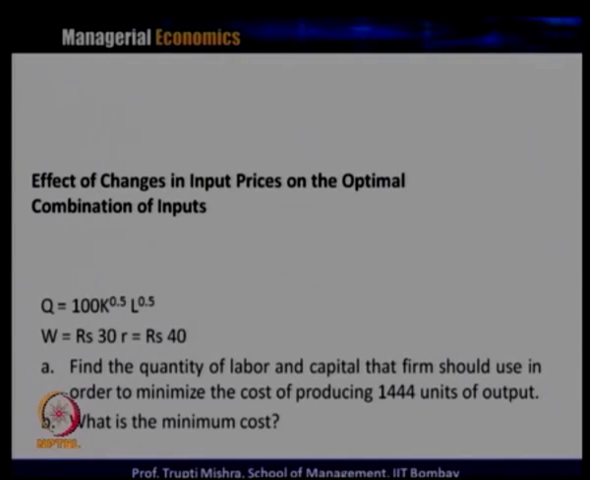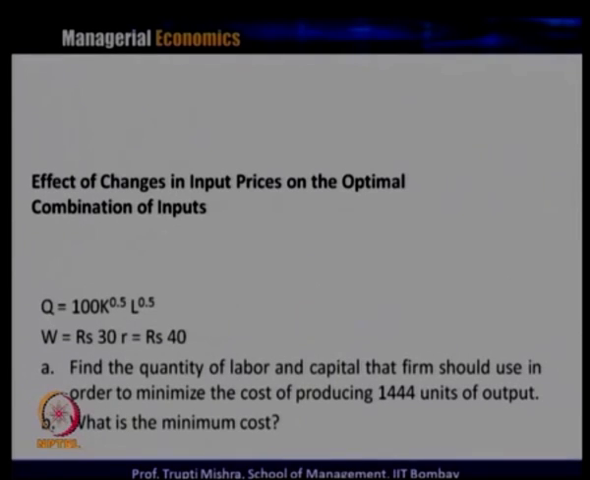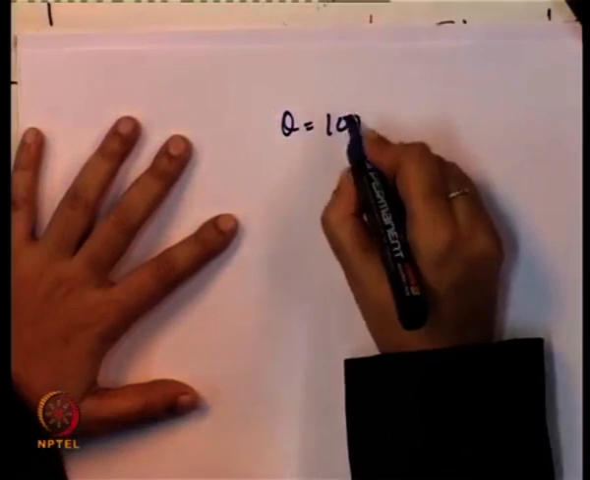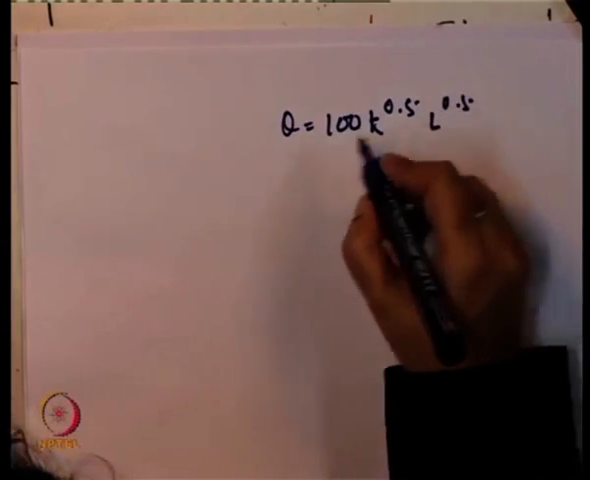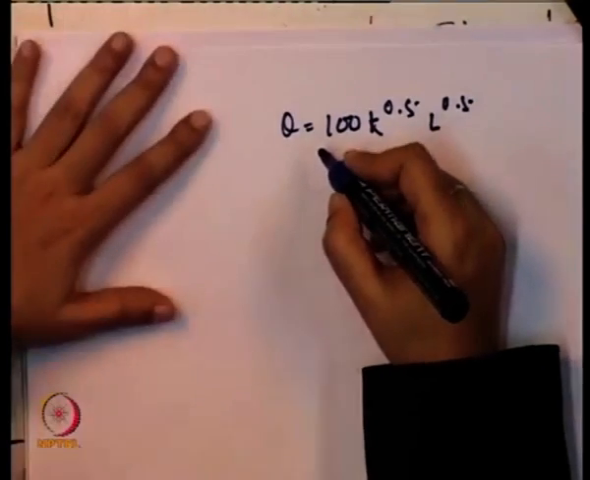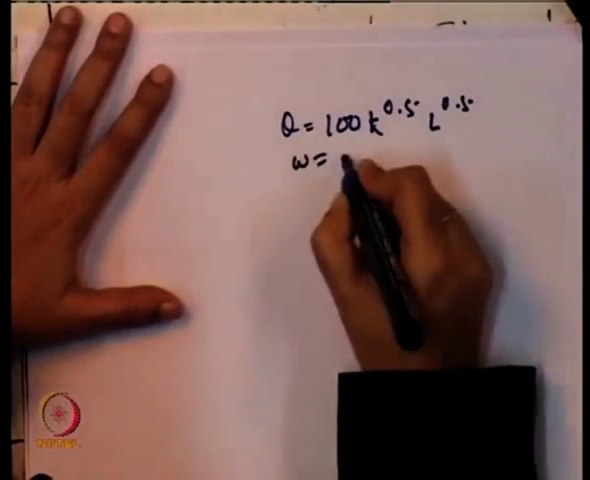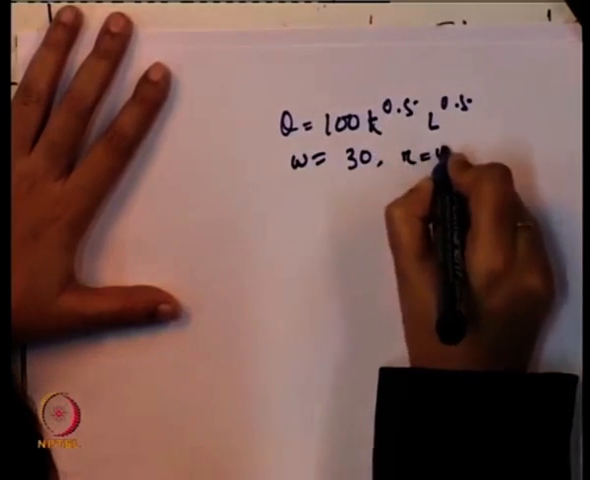If we look at this, it is the minimization case, the second case where the unit of output is given, we need to minimize the cost, and find out what the minimum cost is. How will we go about this? We will take the help of the Lagrangian multiplier to solve this. So, Q is equal to 100 K to the power 0.5 and L to the power 0.5, and we have W equal to 30 and R equal to 40.